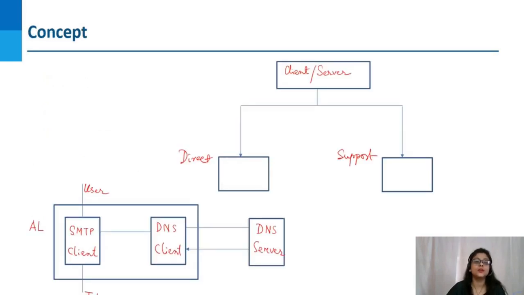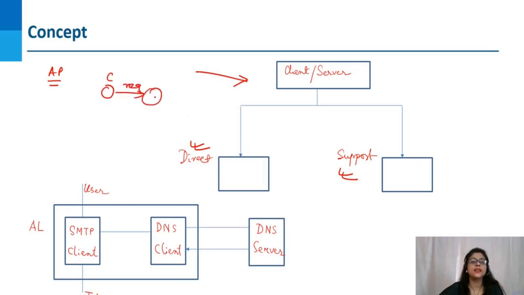Let us understand the concept of domain name system. In the internet, there are many application programs. Some of the application programs are direct in nature and some are supporting in nature. All these are client-server application programs, meaning there is a client which makes a request and there is a server which gives back the response.